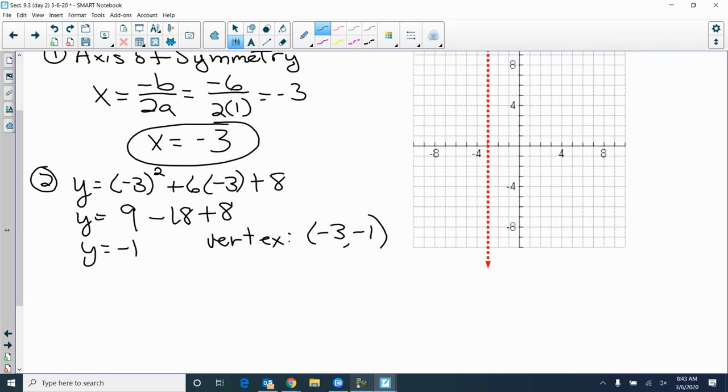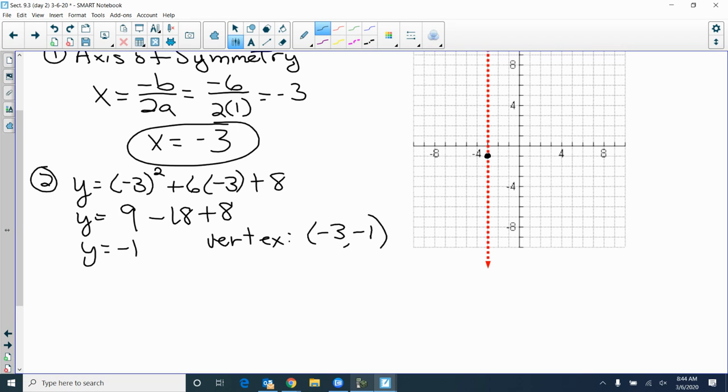All right, what does it say to do below there? It says to graph the vertex. But we're going to graph it over there on the right-hand side. Negative 3, negative 1. That should be right on the axis of symmetry. It should be right on there.